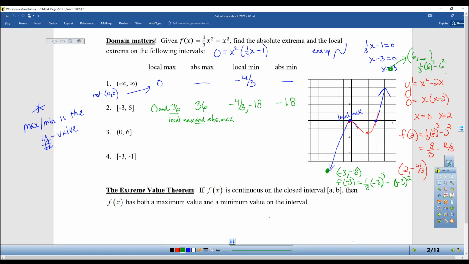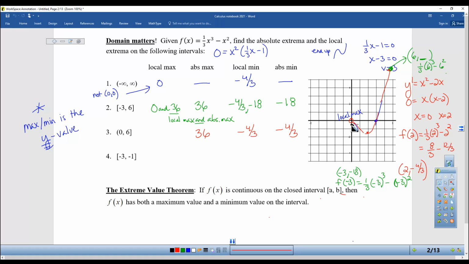All right, now I changed something slightly different on the next one. I'm going to have the graph go from 0 now, but open circle. So from 0, open circle, and it's still going to go all the way up to 6. Okay, actually I'm going to take the arrows off. And it's going to go all the way up to 6, closed circle. So now my absolute max is still 36. And now I have an absolute minimum at -4/3. See how that changed? And it never, of course, reaches the -18. So that becomes both a local minimum, and now it's also the absolute minimum.